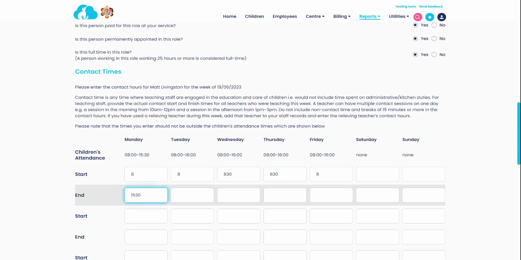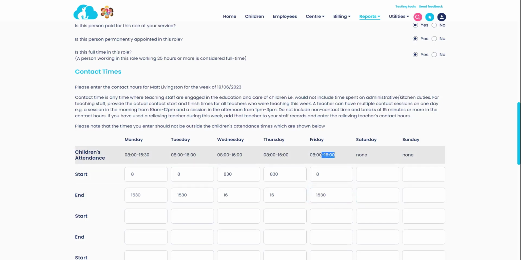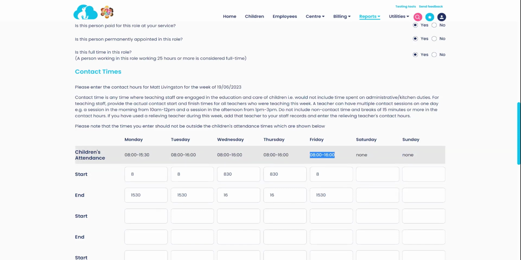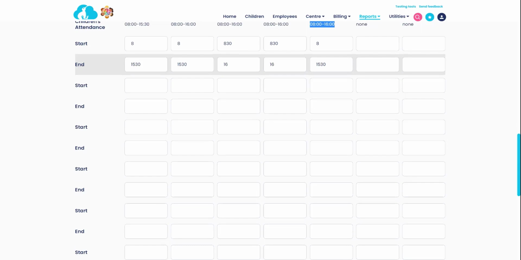If he worked beyond 15:30, it has to match the time the last child left the service. So here, Matt might have actually finished at 15:30 today, and on this particular day, he may also have left at 15:30. So if it's within this time frame, you can record exact. If it's outside of these times, you have to record exactly these times.